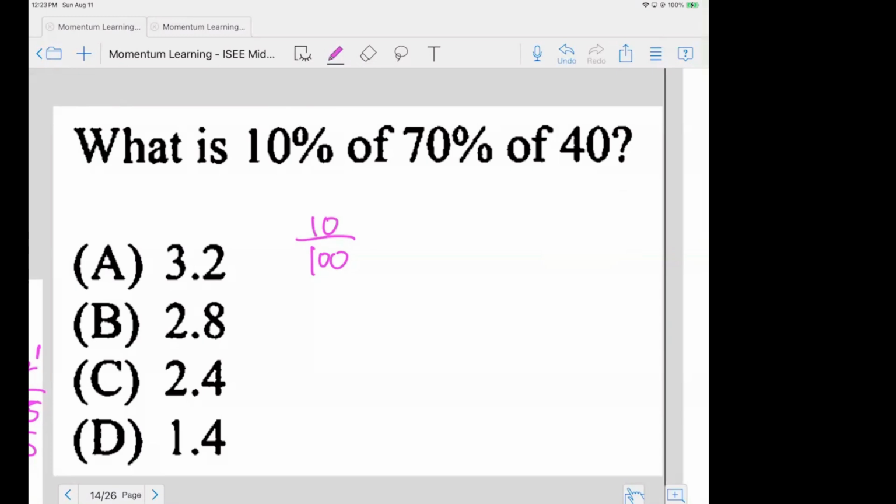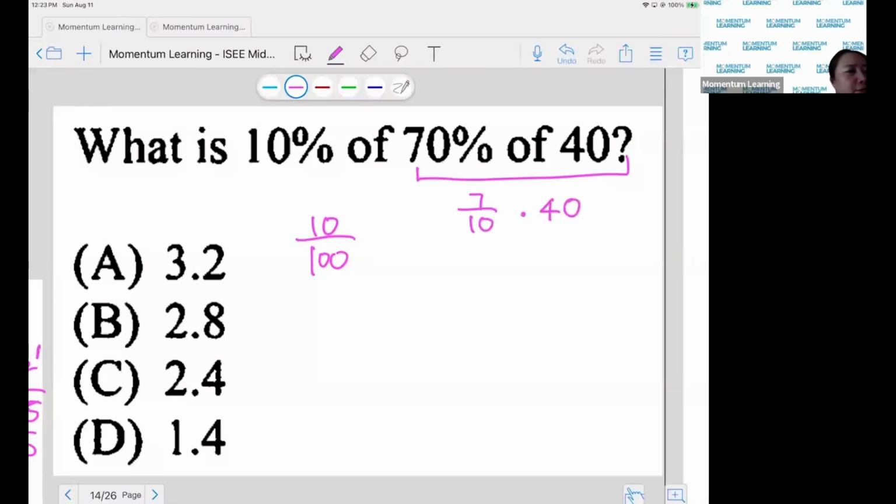So 70% of 40 is just 10. It's just 5 times... No, it's 7 times 1/10 of 40, so that's 7 times 4, which is 28, and then 10% of that is 2.8. Mm-hmm, very good. Because we have so many off, we can do it from the inside and out.